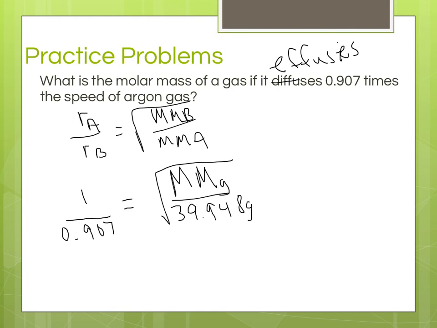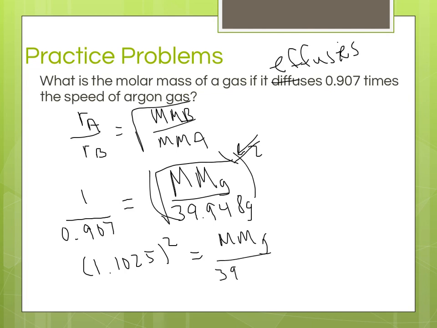So the mass of argon is 39.948 grams per mole. Okay, so to solve this, we're going to take 1 and divide it by 0.907, and we get 1.1025. We need to get rid of the square root right here. To get rid of the square root, we square each side, so that will cancel the square root out. So we're left with molar mass of our gas is equal to 39.948 times 1.1025 squared, and we find out the molar mass is equal to 48.6 grams per mole.